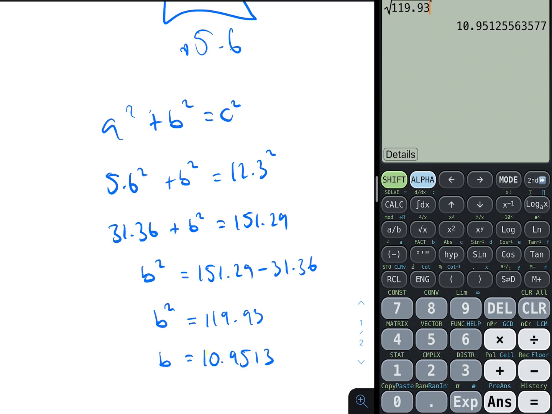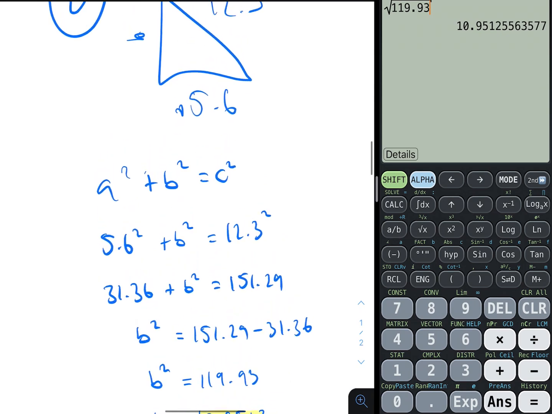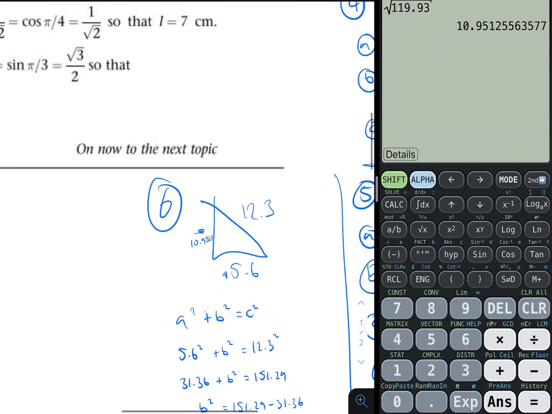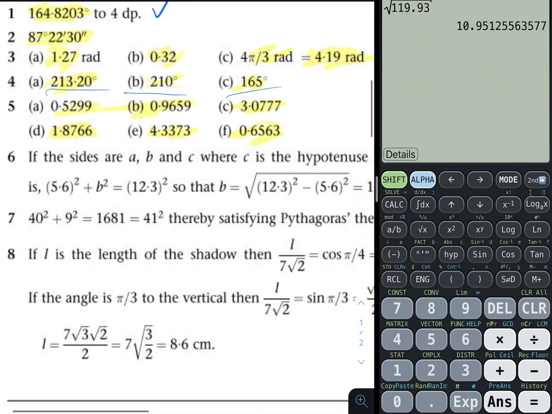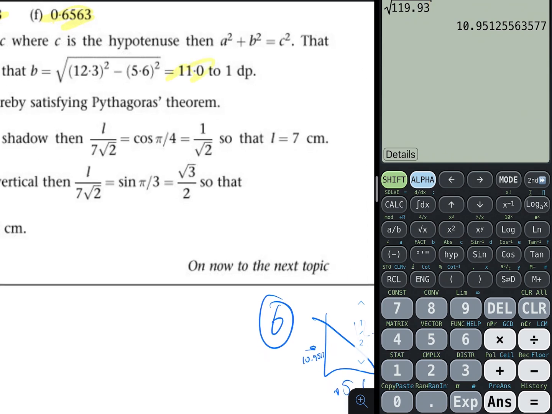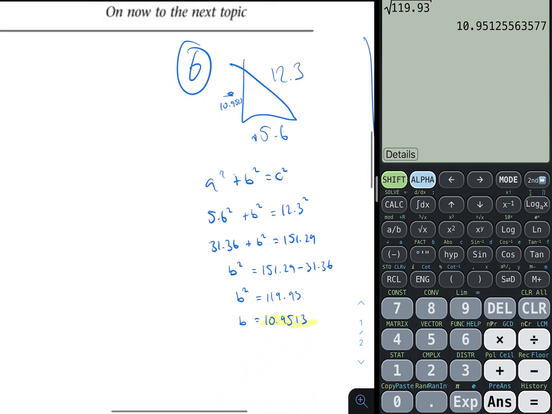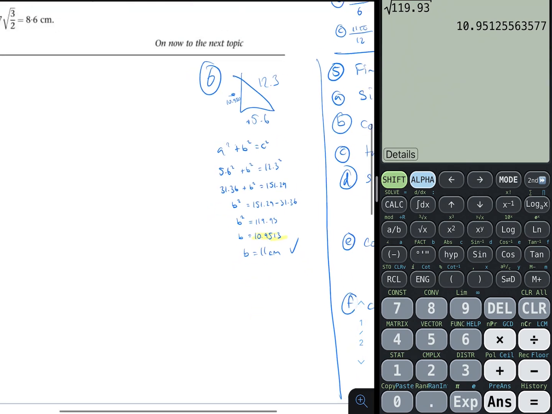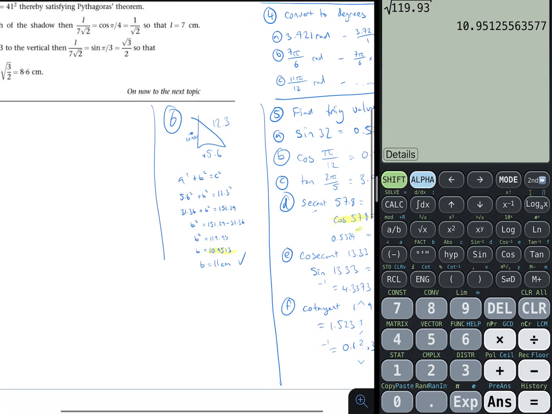Okay, let's check our answer. 10.9513 we're saying is this one, 10.9513. Okay, so they rounded it to 11 to one decimal place. 10.9513 to one decimal place, yep, is b is equal to 11 centimeters. Cool, okay, got that right.